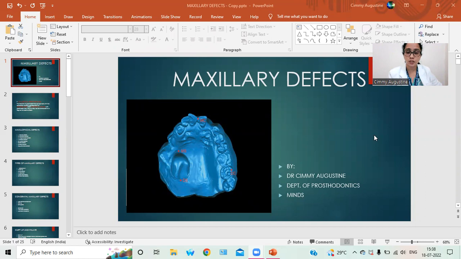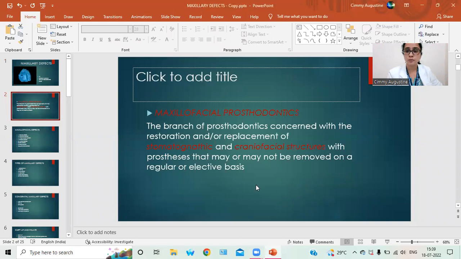So, the subspecialty of prosthodontics, which deals with the maxillary or the maxillofacial defects in general, is maxillofacial prosthodontics. As I said, it is a branch of prosthodontics which is concerned with the restoration and replacement of stomatognathic and craniofacial structures with prostheses that may or may not be removed on a regular or elective basis.